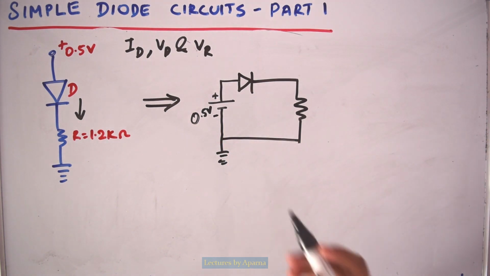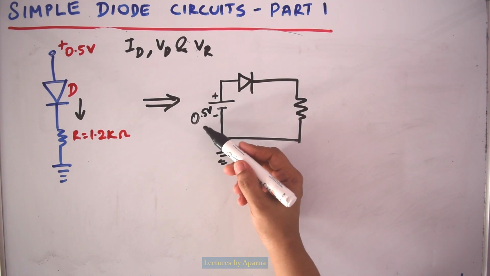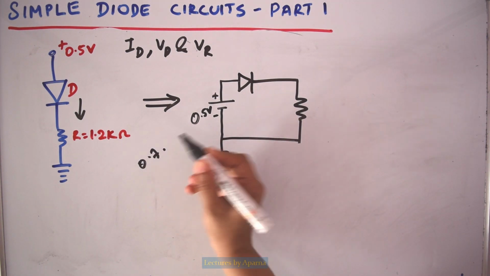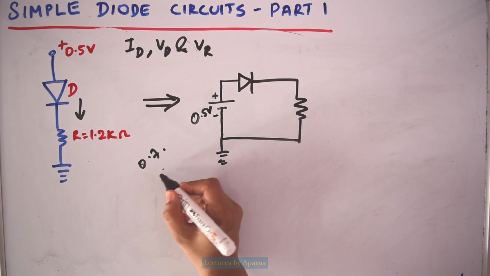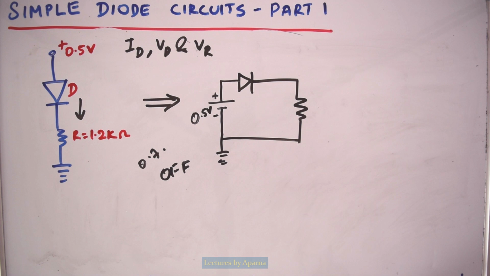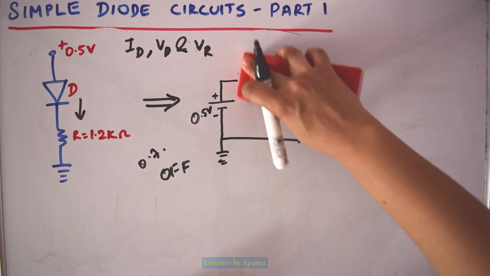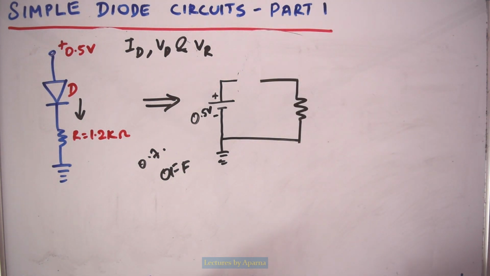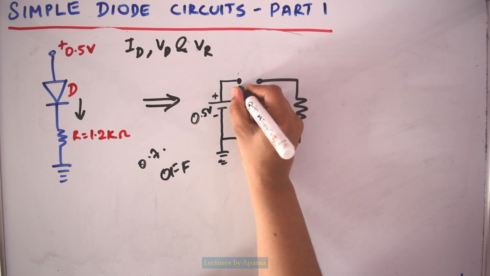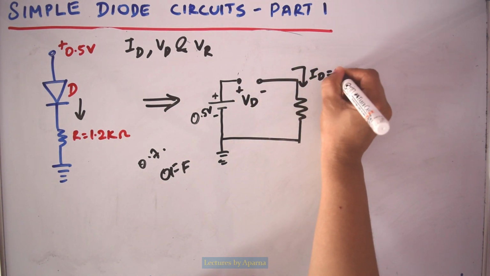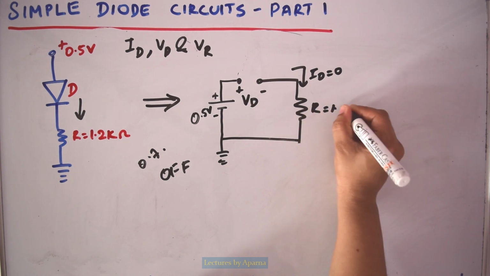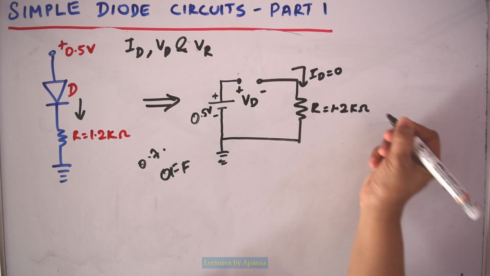Here we can see that this applied voltage is only 0.5 volt. You need 0.7 volt to turn on the diode, so this diode will be off. So how will the circuit look? The diode will be off, so that means this will be an open circuit. This will be VD and the current through it, ID, will be equal to 0. This is the resistance value, which is 1.2 kilo ohm.